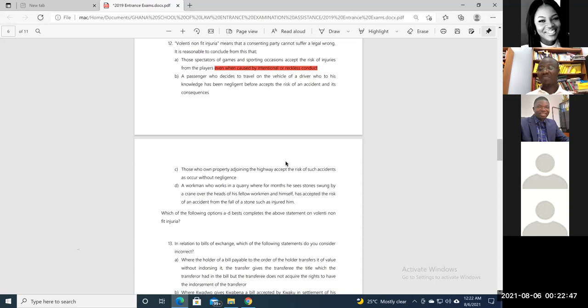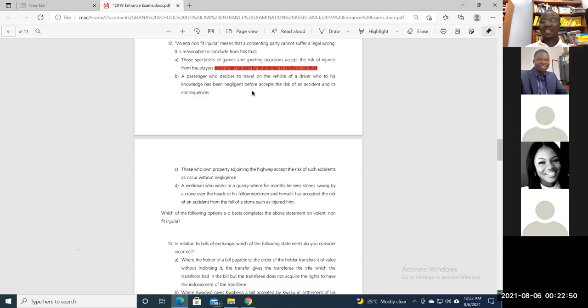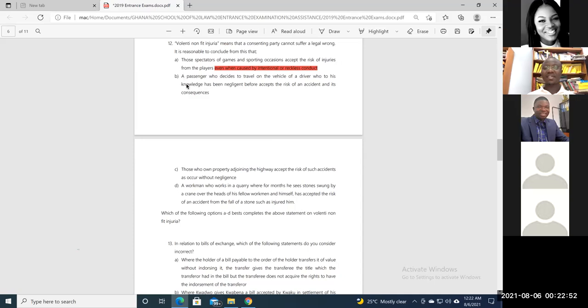My question is that if you analyze option B and option D. Let's say B, a person who decided to travel in a vehicle whom, to his knowledge, has been negligent before, accepts the risk of an accident. We've ruled that out, that is fine, because we said that if somebody has been negligent today, he doesn't have a license to be negligent tomorrow.